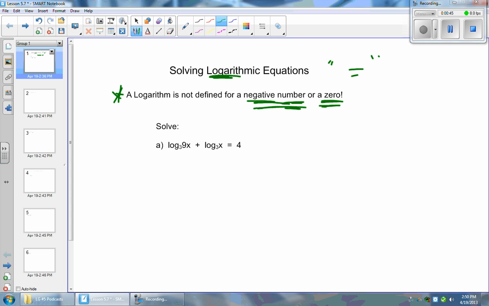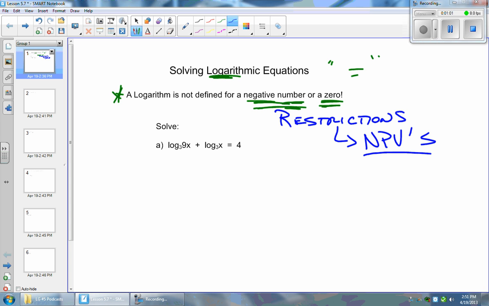So what does this mean? This means that we now have restrictions. Very much like if you look back in earlier grades and earlier courses, we call these NPVs, non-permissible values. In other words, values that are not allowed. So let's look at our first equation here, and it'll be really, really easy to figure out.